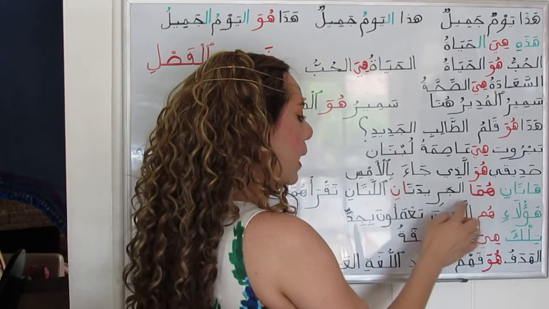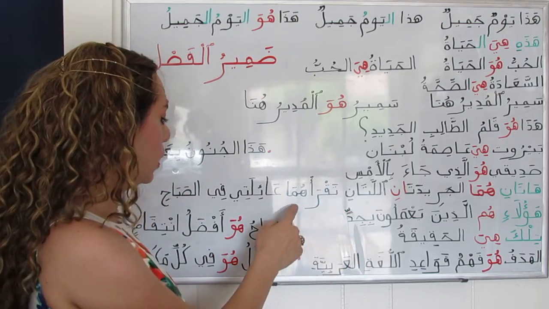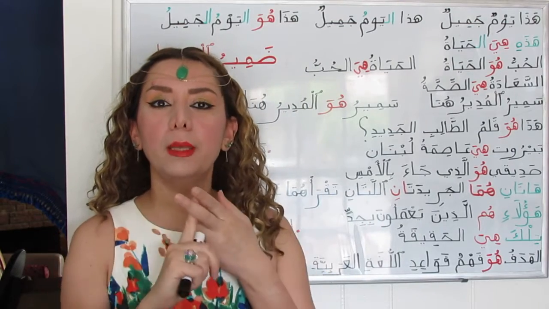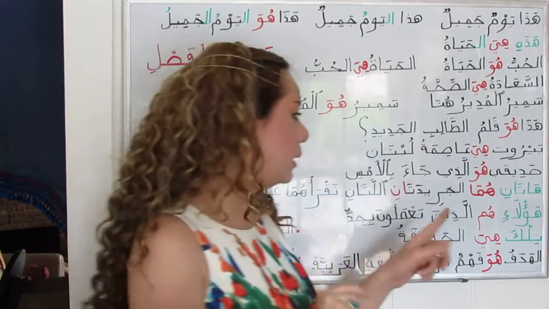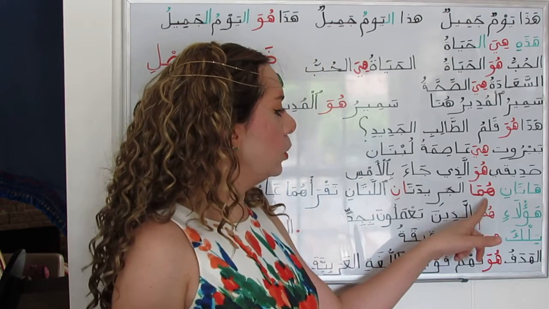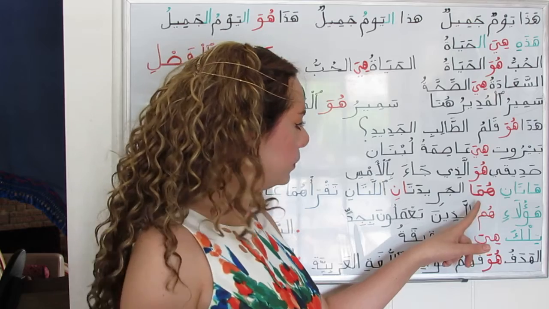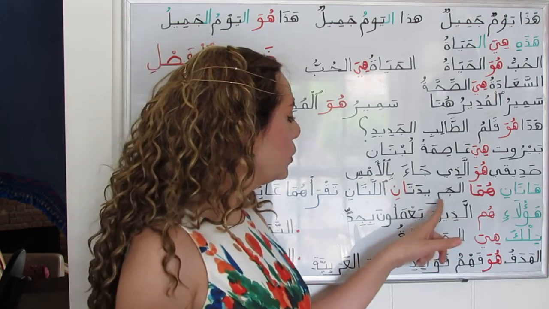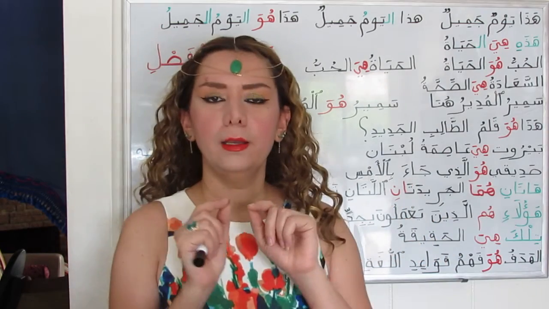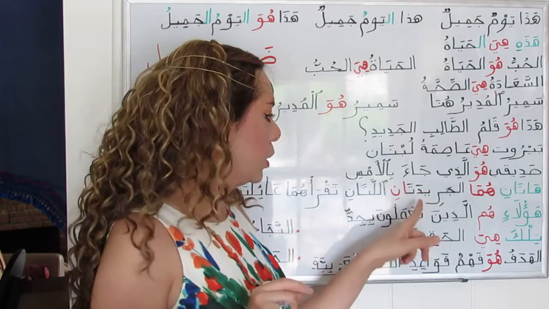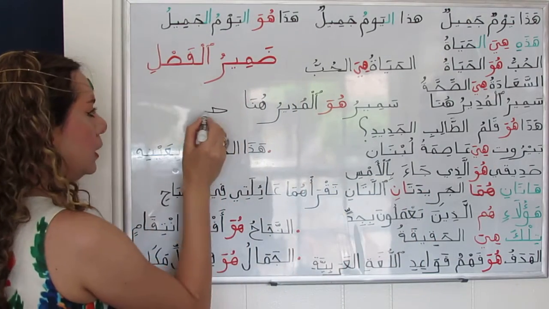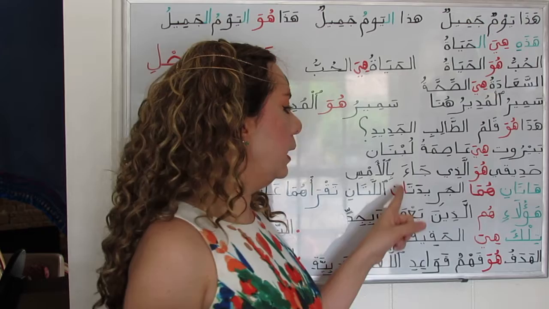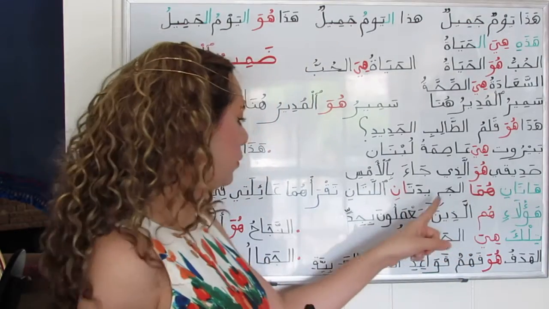هاتان هما الجريدتان اللتان تقرأهما عائلتي في الصباح. هاتان is a demonstrative referring to feminine dual. هما the pronoun of separation referring to the dual third person. الجريدتان, jarida is newspaper, and since we have two, we will open the ta of jarida, newspaper, to match the demonstrative.